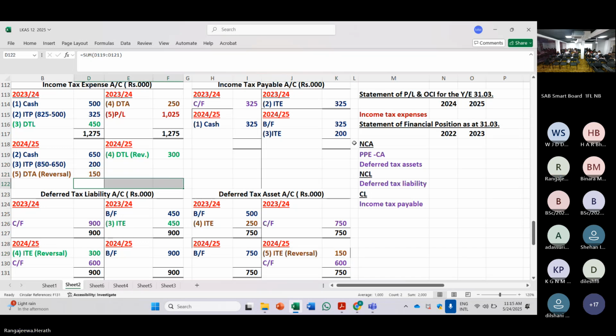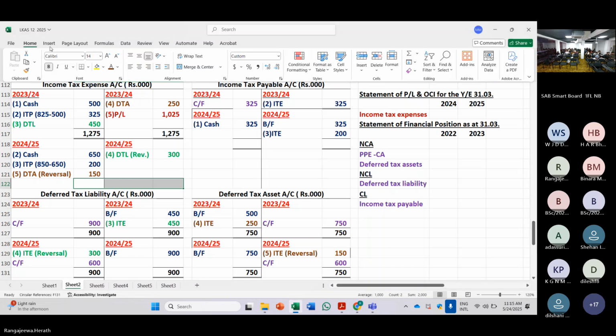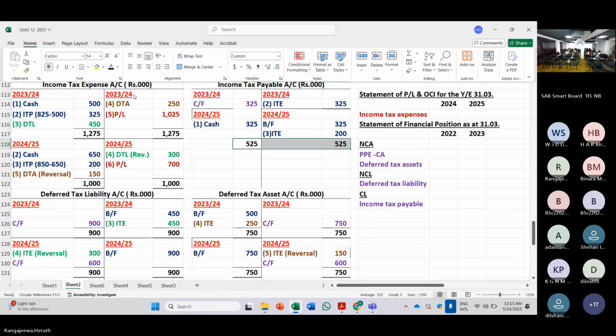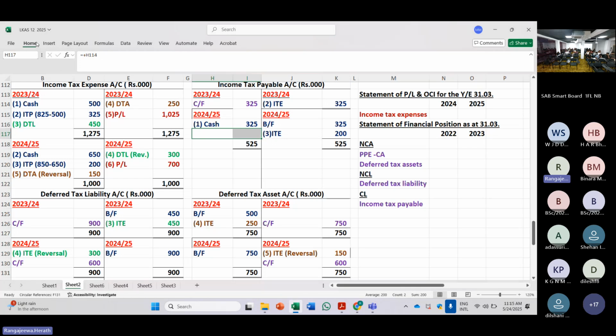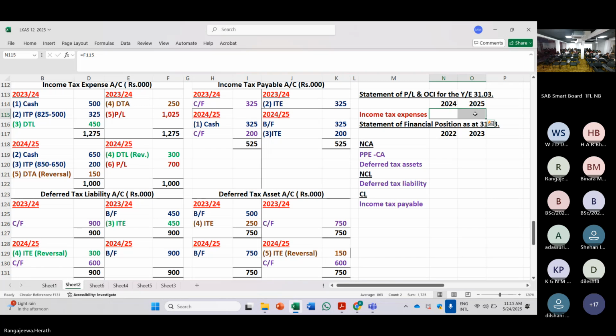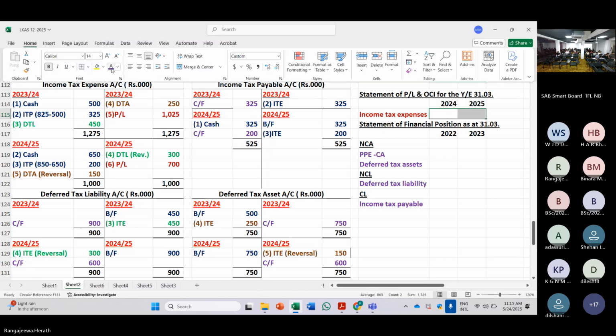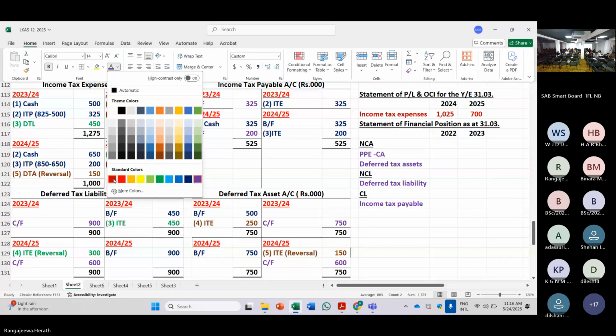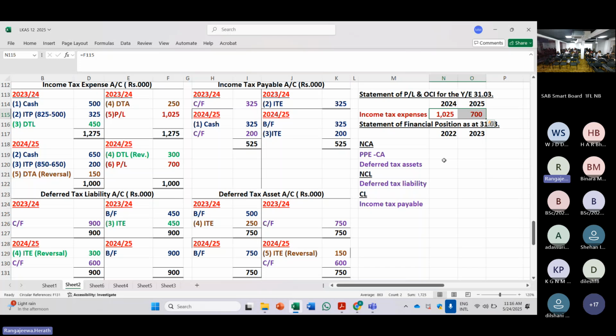So altogether, we can charge to P&L 700 for the second year. So the tax payable account has a carried forward balance of 200. The tax expense charged to P&L is 1025 and 700.